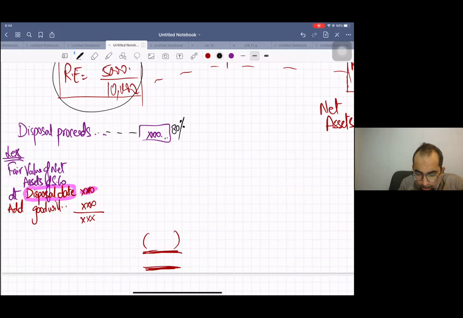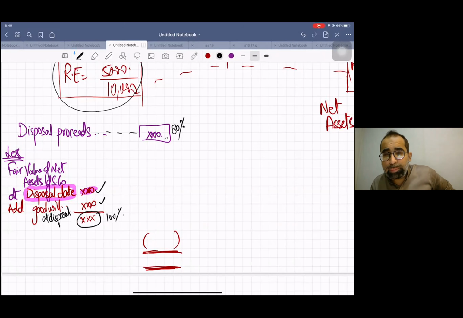So you also have to write goodwill at disposal date. So this thing and this thing we have added. Now, one great mathematical issue. See, this net asset is complete and this goodwill is also complete. They both are 100%. But look here, this disposal proceed is 80%, and the net assets and goodwill are total complete.